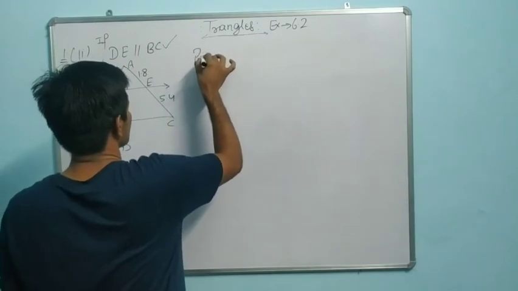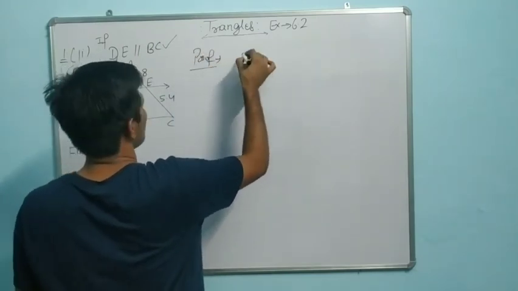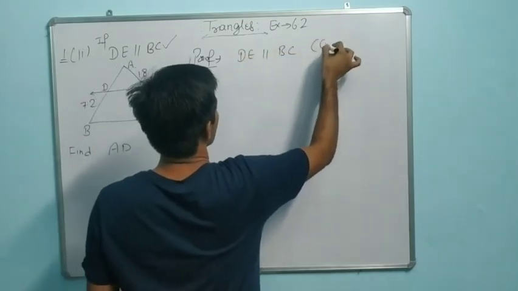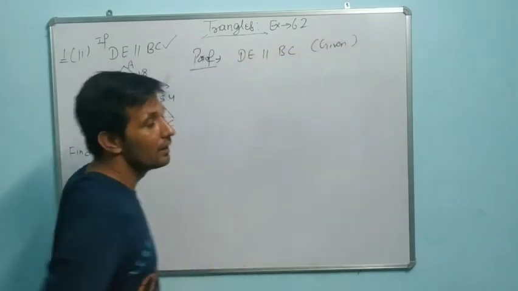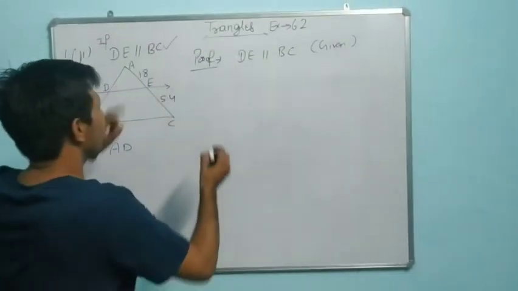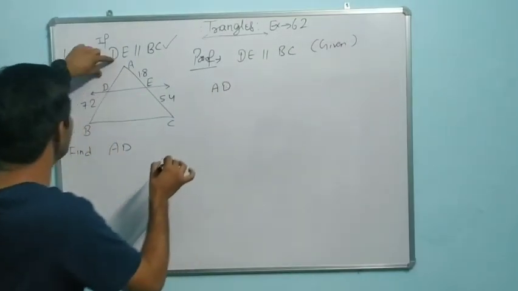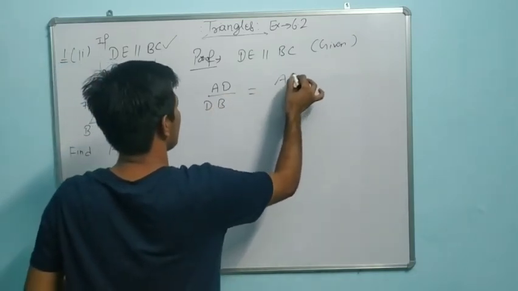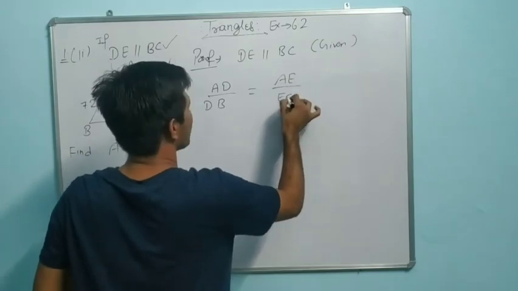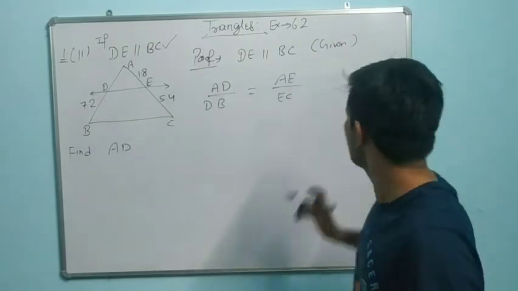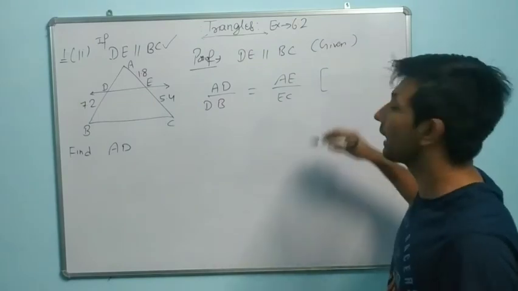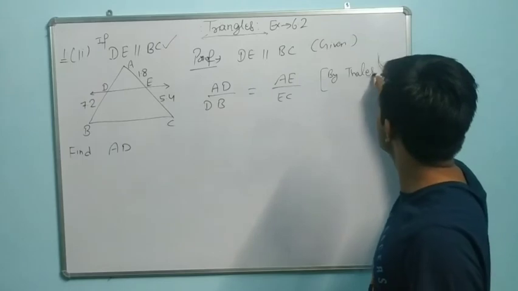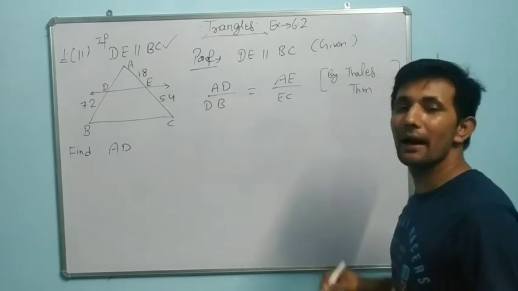So, proof. First we write DE parallel to BC. Given or not? Given. And when a line is parallel, the ratio is always the same: AD upon DB equal to AE upon EC. This is a very important question, it will definitely come, dear. And why are they in equal ratio? By Thales theorem.